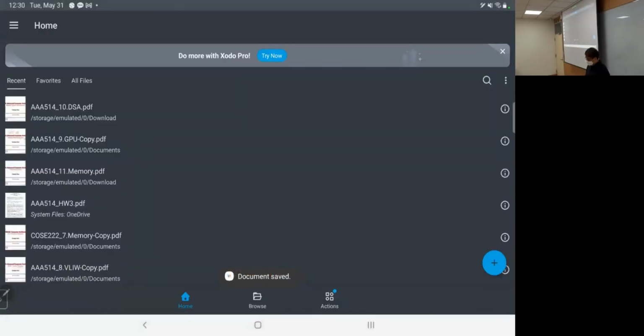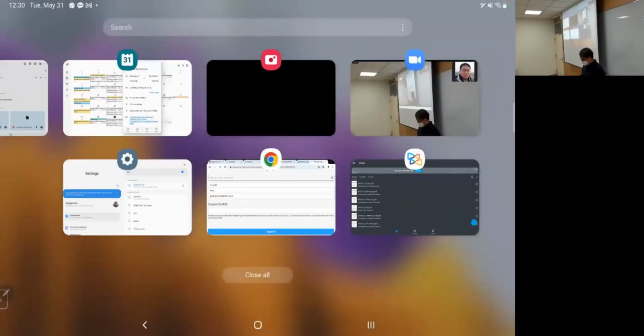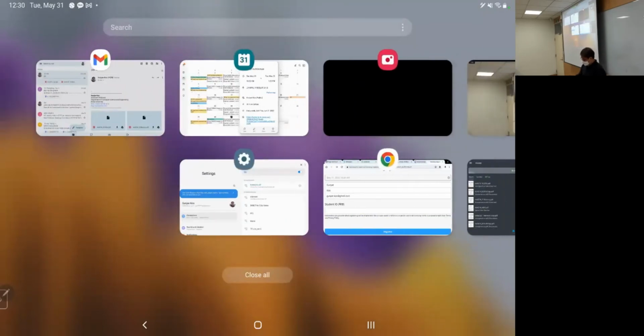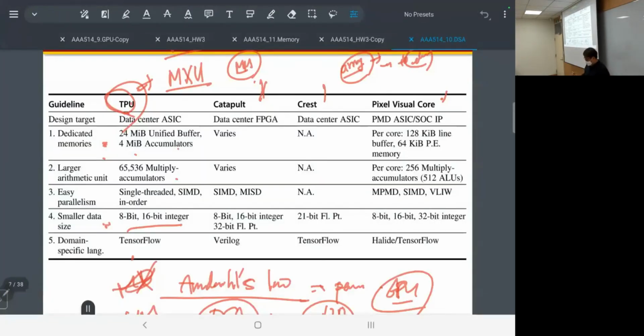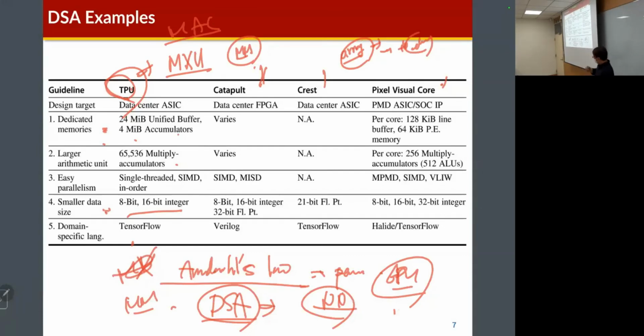So GPU has more efficient hardware than CPU for matrix multiplication, but GPU is also not efficient. Okay. Recently the GPU has tensor cores. The tensor cores support matrix multiplication, matrix instructions. But why matrix multiplication?